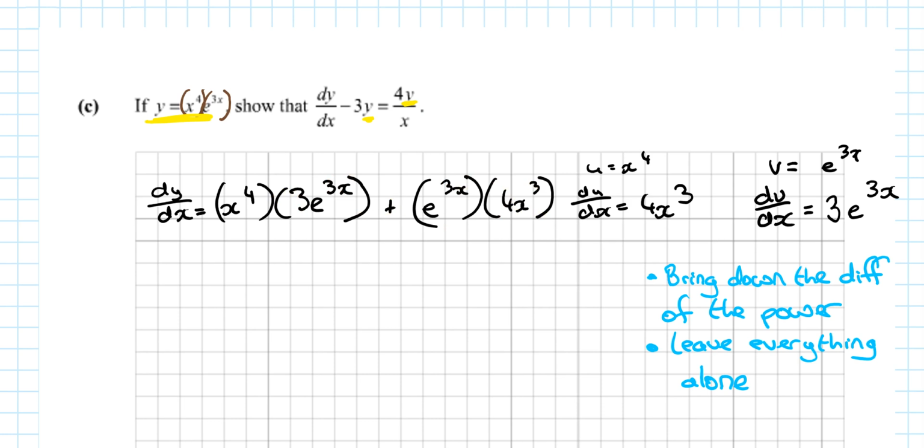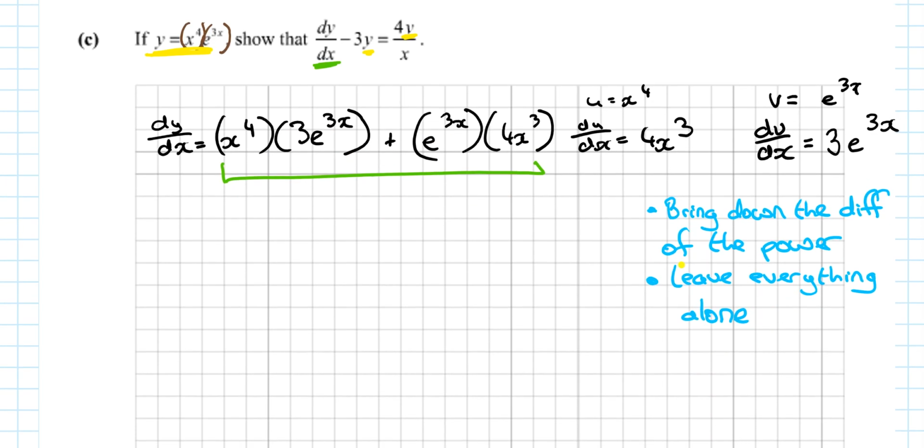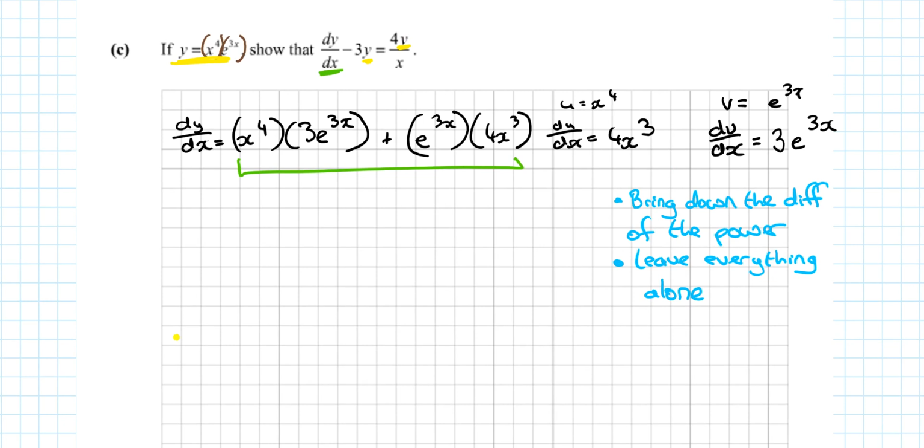Okay, so now I know that this is all of this. Filling all of that in, then I just need to show that this is true. So it's 3e to the 3x. Now, this is the green bit that I'm writing out, but I'm just going to reorder it as I'm writing it. You notice that this is this bit right here. I just brought the 3 out to the front. Plus 4x cubed e to the 3x. That's this bit.